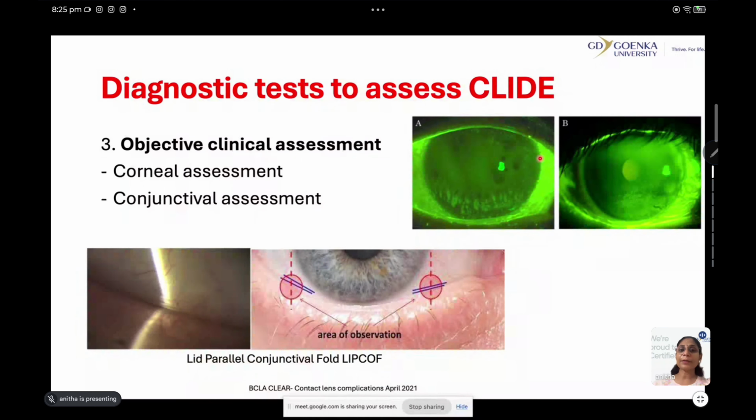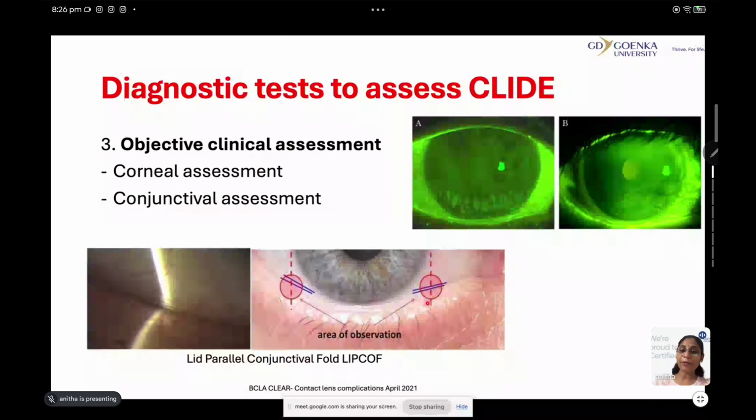Now, coming to the objective clinical assessment. You need to assess the cornea as well as the conjunctiva, which form the anterior ocular surface. So look for staining on the cornea as well as the conjunctiva. Liberally use fluorescein dye as well as lissamine green dye. The corneal epithelium stains well with fluorescein dye, and the conjunctival epithelium stains well with lissamine green, which you can observe under the white light of the slit lamp. And then you have the lid parallel conjunctival folds, which are also indicators for moderate to severe cases of dry eye, which you look for over here.